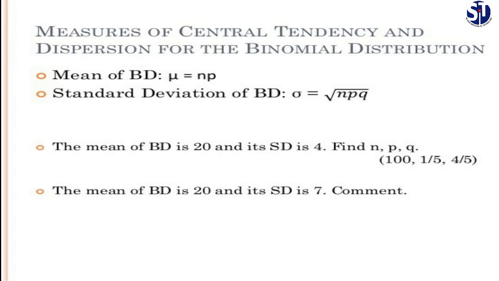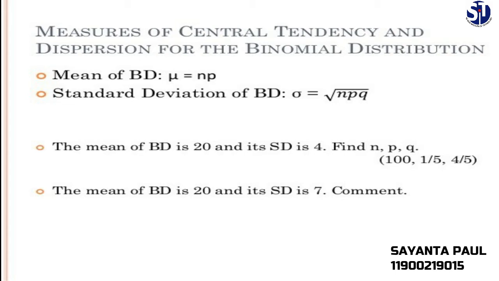So here are some formulas related to measures of central tendency and dispersion for the binomial distribution. Number 1, mean of BD, mu equals np. Second, standard deviation of BD, sigma is equal to root npq.